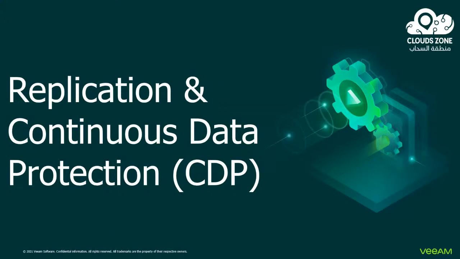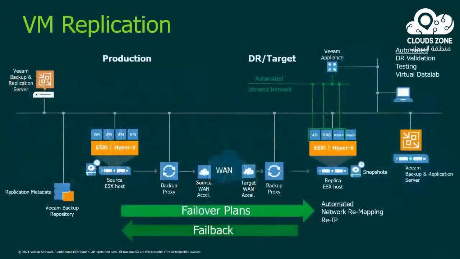So let's talk now about replication and continuous data protection. So Veeam natively provides VM replication from production to DR site. We create an exact backup copy of your production VM on the DR site, and that's by utilizing the hypervisor snapshots. So the first replica would be a full copy of the VM. Then only changes will be replicated and they will be compressed and deduplicated.